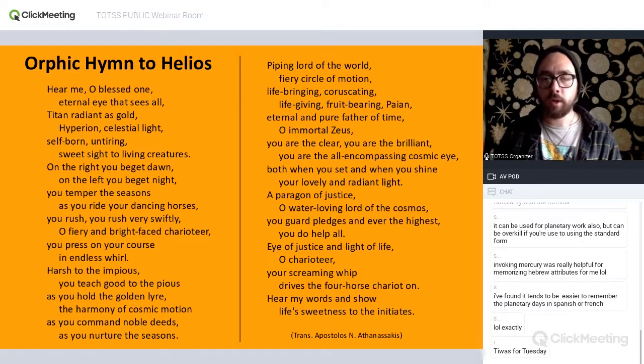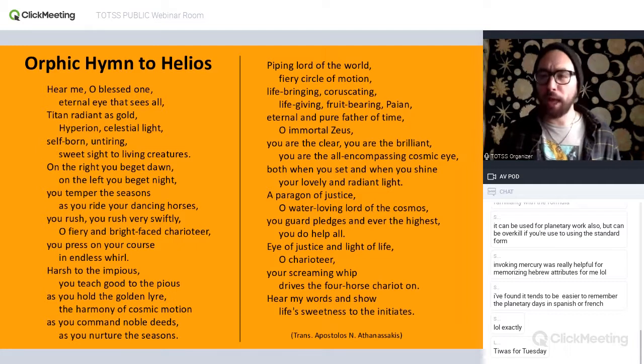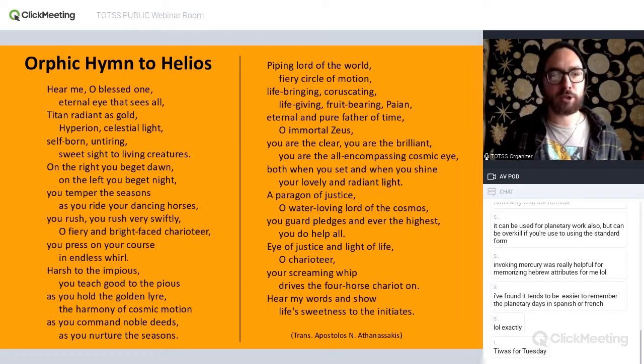And this is the translation from Apostolos Athanasakis. There's a bunch of translations of the Orphic hymns out there. This is definitely my favorite one. I really like the rhythms of it, and some translations are rhymed, and I really don't like rhymed invocations. That's just me. Of course, Crowley loves them, and a lot of other people like rhyming in their invocations, but I don't care for it. So that's one thing I like about Athanasakis's translation.